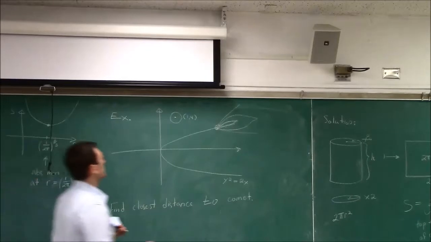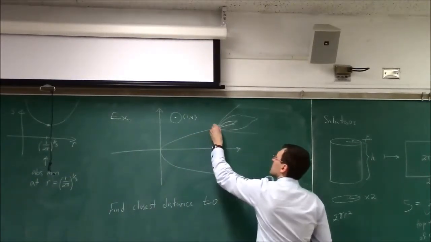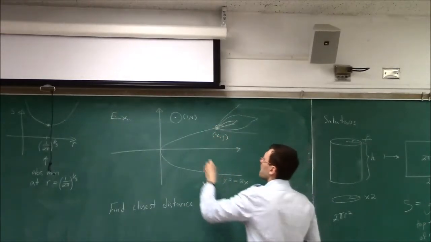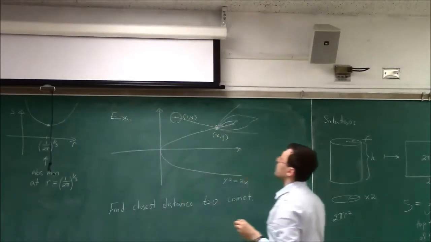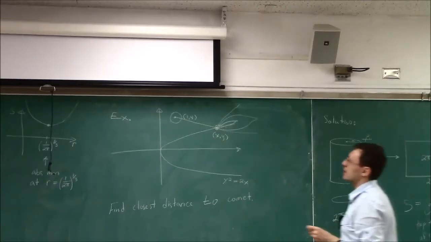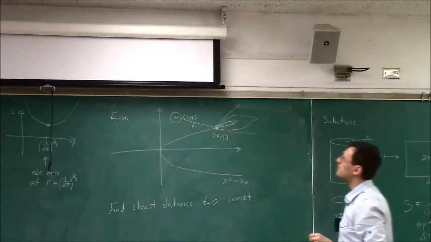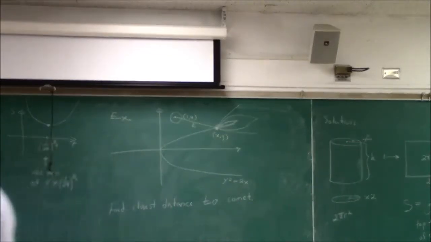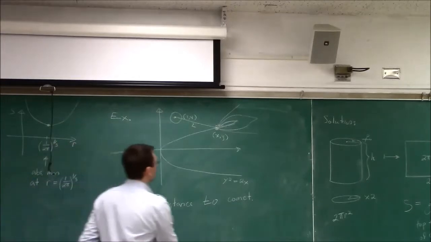So what does it mean? It means that this comet in general is at position x, y. And then we just take the point 1, 4 and we measure this distance, right? So let's call this distance L. Now, what is L in terms of a formula?